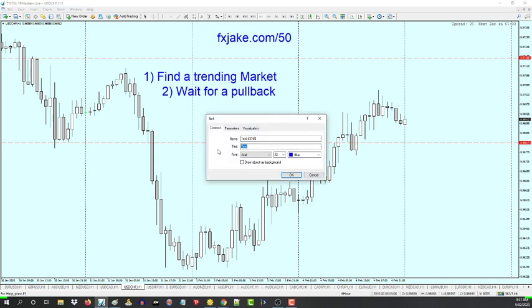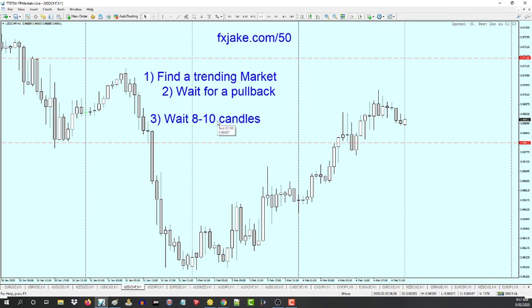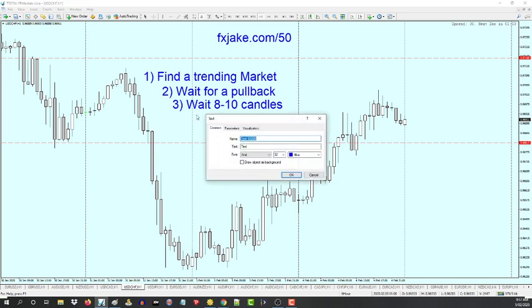So you never take this in the Asian session. Never, ever. Wait 8 to 10 candles. I also don't like to take it at the end of the day for obvious reasons, because you're moving into the Asian session. So find a trending market, and I like to use the open position ratios to define a trending market. I wait for a pullback, which means we go against the trend, and then I wait 8 to 10 candles, and I take a 1 hour candle reversal.